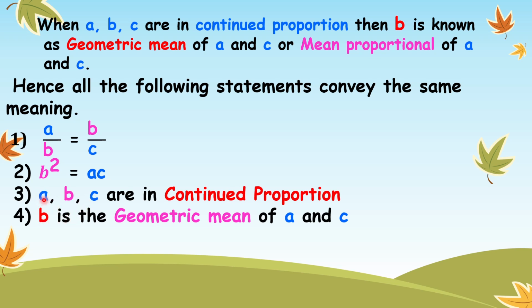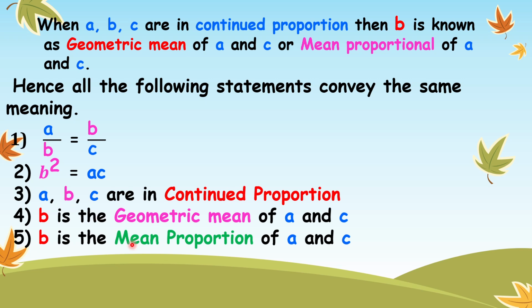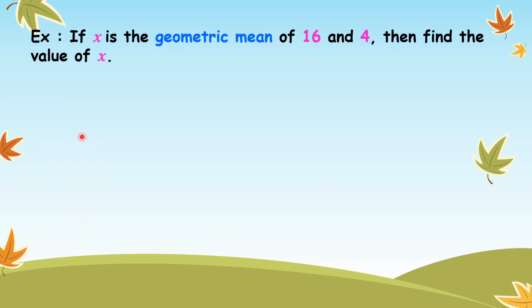What does B mean here? The geometric mean of the remaining two terms. Or B is the mean proportion of A and C. All these five statements have the same meaning. If B is the mean proportion of A and C, then we say that these three numbers are in continuous proportion, or B square is equal to AC, or A upon B is equal to B upon C. Example: if X is the geometric mean of 16 and 4, then find the value of X.